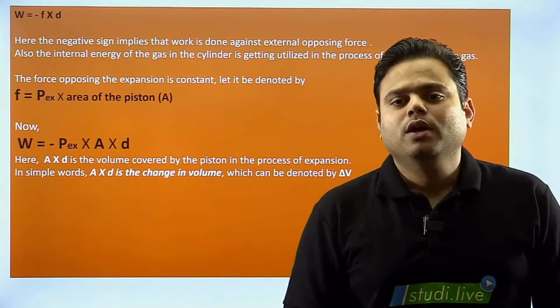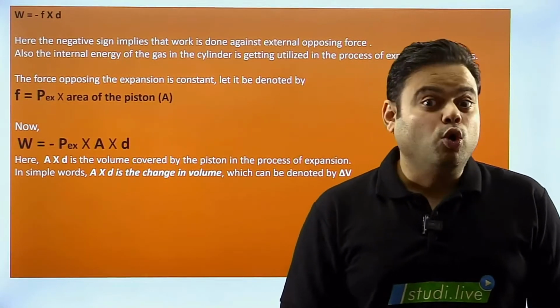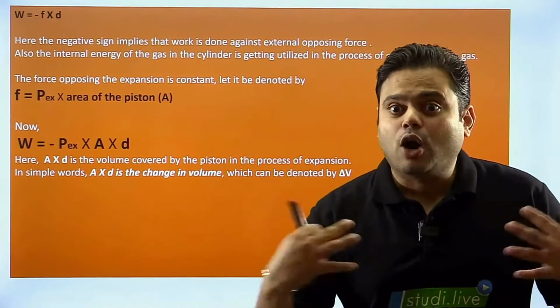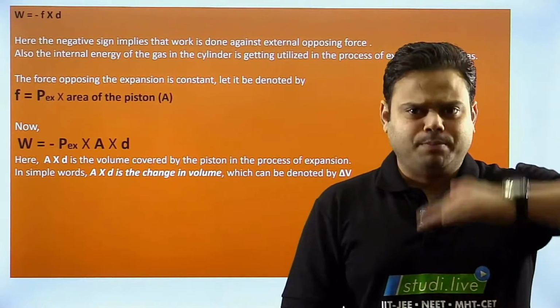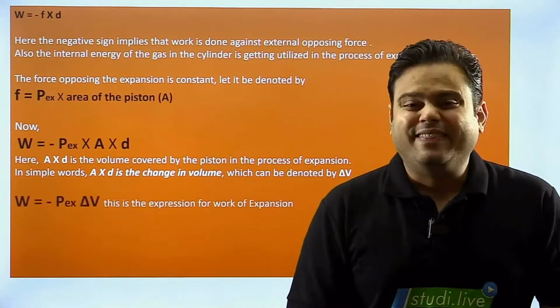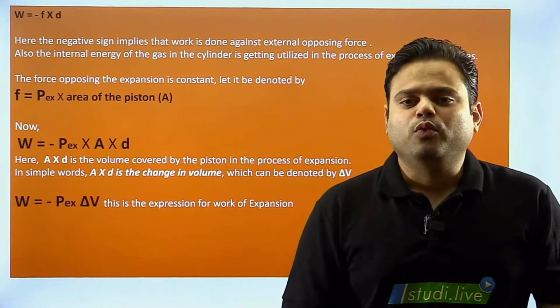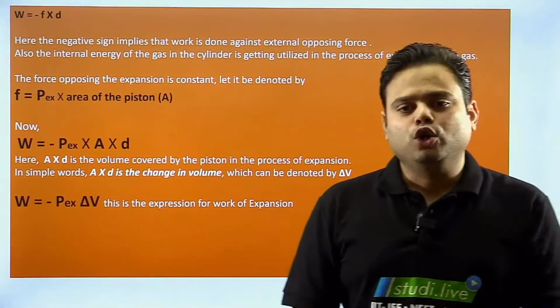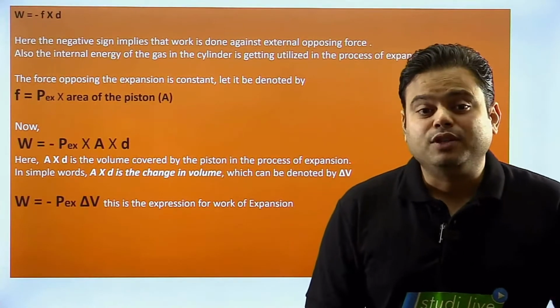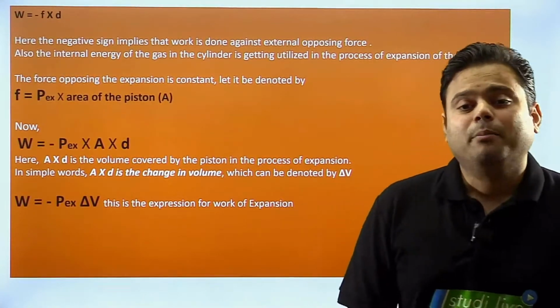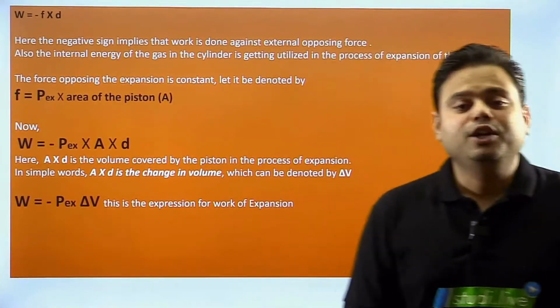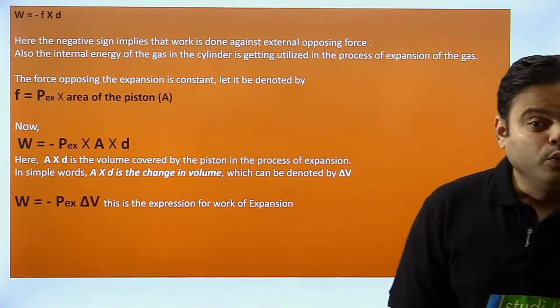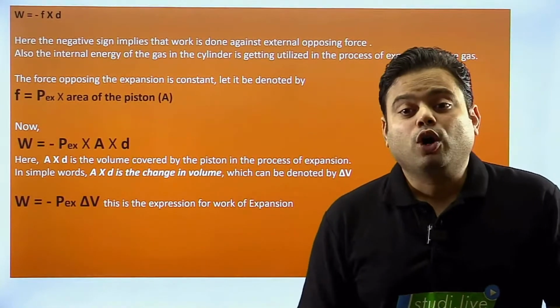How much volume has the gas expanded? How much more volume of space is the gas now occupying by moving the piston up? And that change in volume will be given by delta V. The change in volume will be given by delta V. So यहां पर expression क्या हो जाएगा? Minus P external into delta V will be the expression for the work.